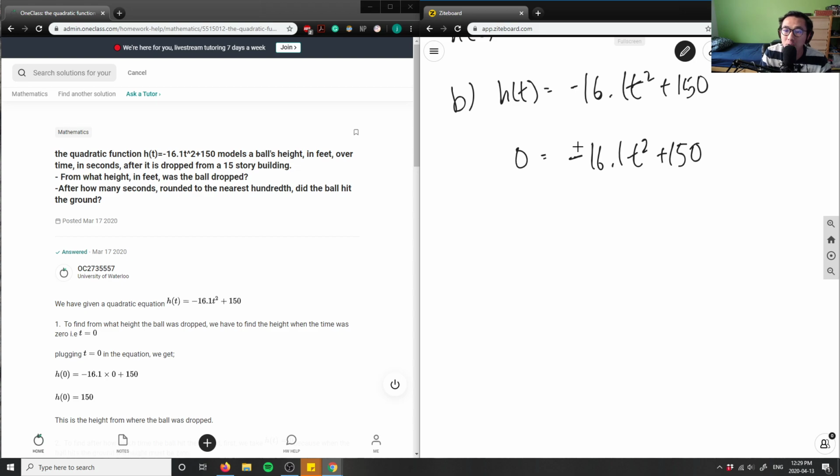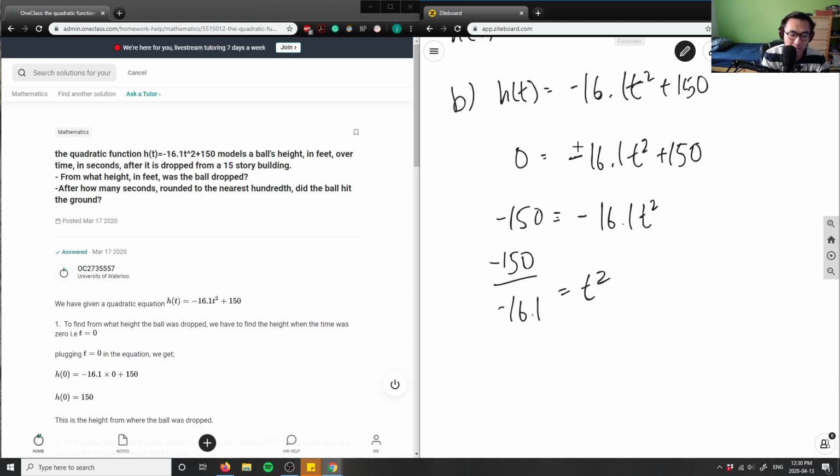I'm going to now isolate for t as my variable. I'm going to subtract both sides by 150. So I get negative 150 equals negative 16.1 t squared. Now I can divide both sides by negative 16.1. So negative 150 divided by negative 16.1 equals t squared.